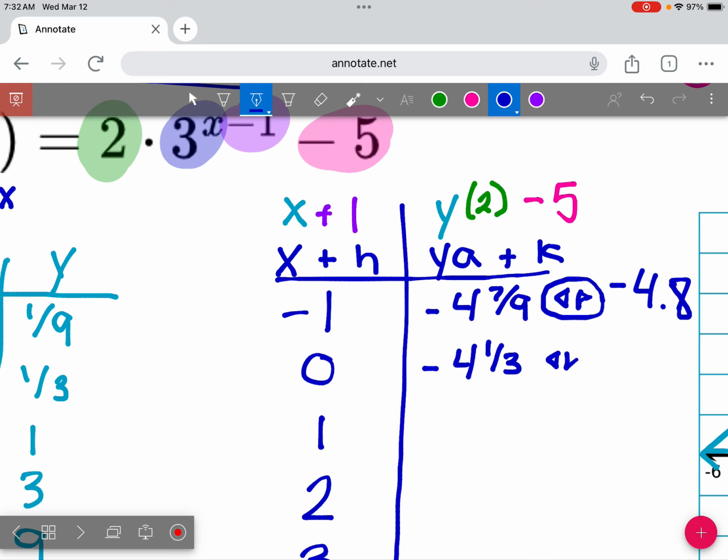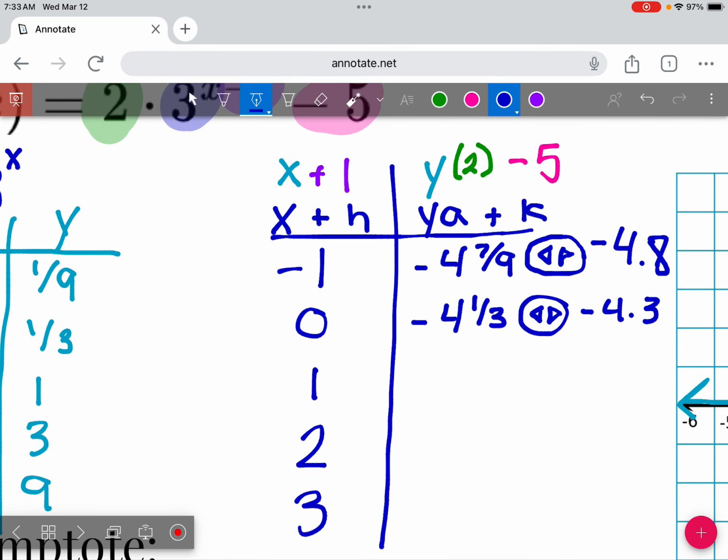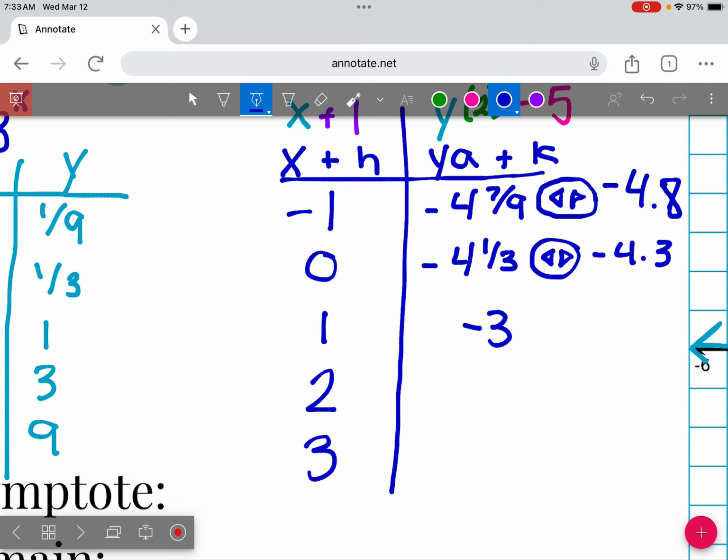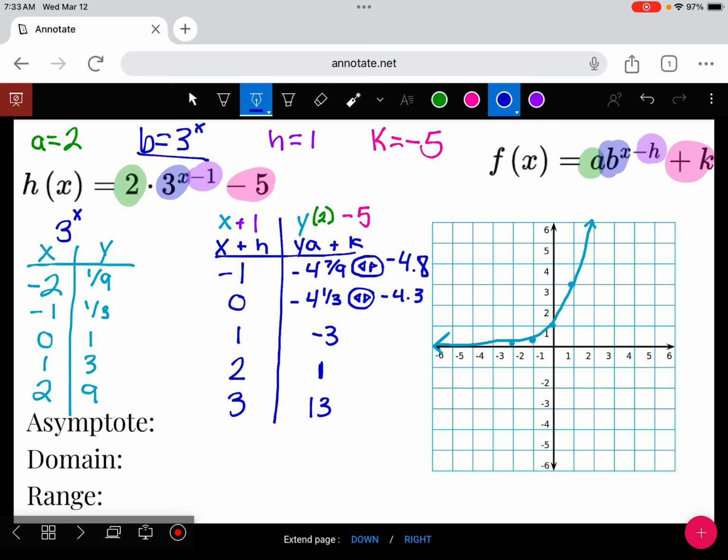So on the next one, we have our -4, and we would have 1/3. Or, again, to switch it back to a decimal, use the 2 arrow button. I get -4.3 repeating. And then we're out of the world of fractions. Yay! We get 1 times 2, which is going to be 2. And then -5. It's going to give us a -3. 3 times 2, which is 6, -5, and we're into the positives. Woohoo! 1. And then we get 9 times 2, which is 18, -5, 13. So way up there.